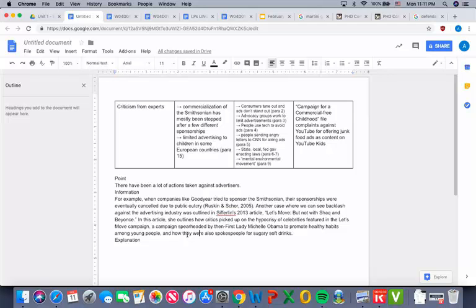The only thing I think that's kind of confusing is this pronoun they, because I'm referring to celebrities featured in the Let's Move campaign, but since then I've introduced a lot of ideas, so it's kind of hard, I think, for my reader to remember what the meaning of they is. So I would say, and how these celebrities were also spokespeople for sugary soft drinks. So that's not a bad point right there.